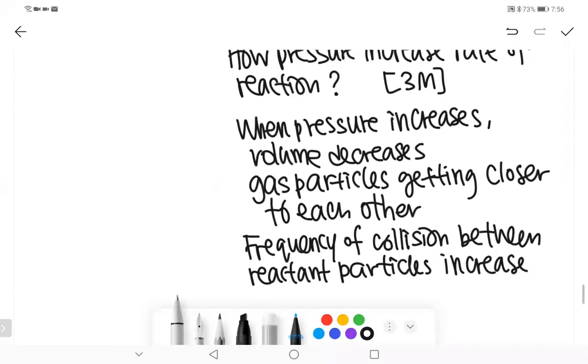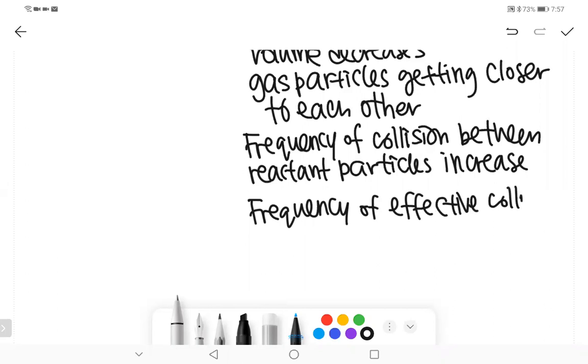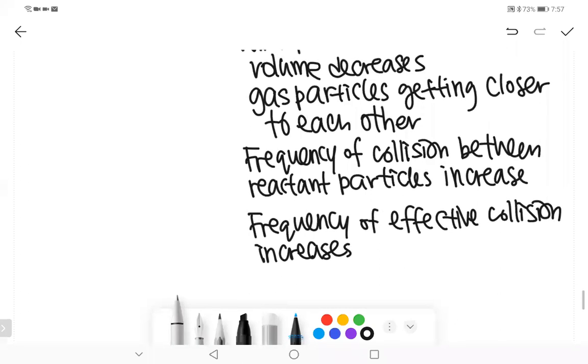When the frequency of collision between the reactant particles increases, therefore the frequency of effective collision also increases. So when we get many effective collisions, your chemical reaction gets faster. That's what you need to know.